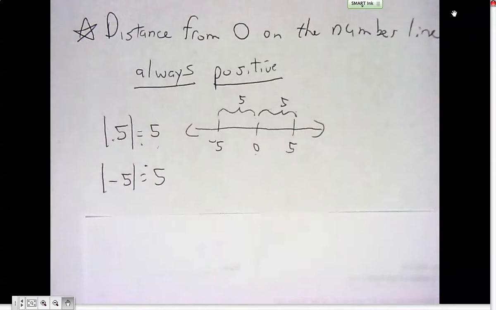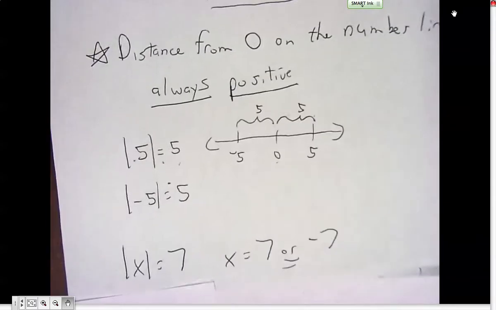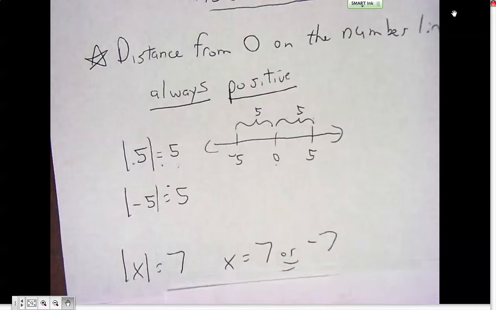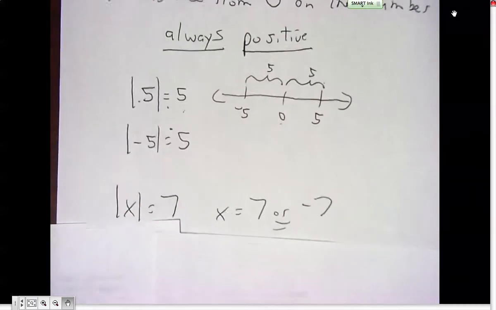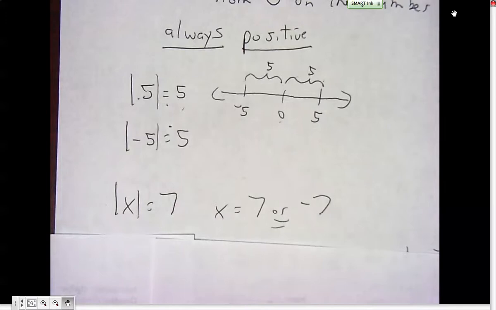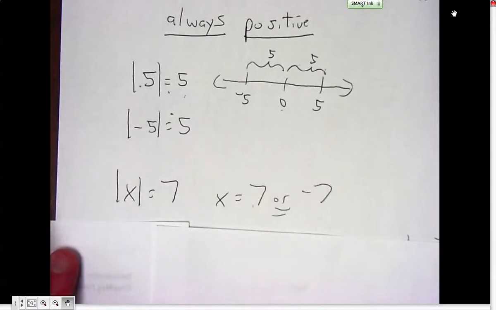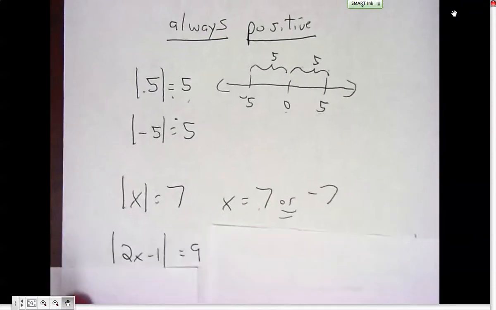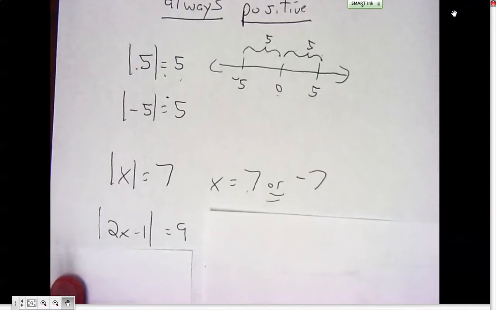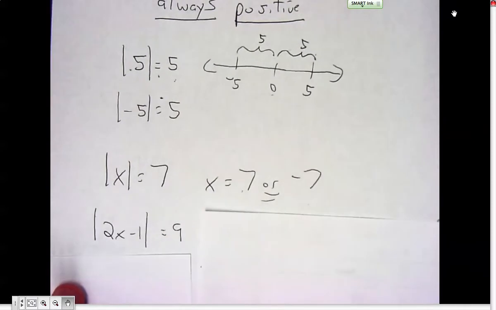And so here's a simple equation, absolute value of x equals 7. So we just have to remember that when the absolute value of x is 7, then x could be 7 or x could be -7. Okay? A little bit more complicated one is we now have absolute value of 2x minus 1 equals 9.